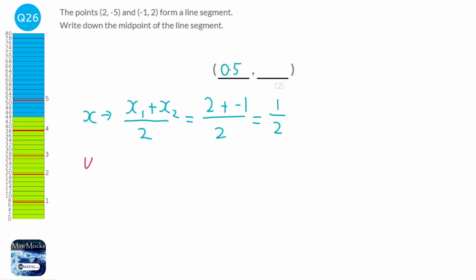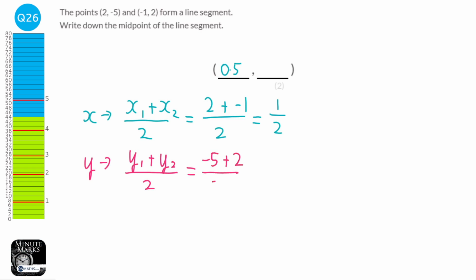Could do the same thing for the y coordinates. The formula is the same, but just with adding the y coordinates together and dividing by 2. So it's going to be -5 plus 2, all of that divided by 2. So that's going to be -3 over 2, or -1.5.